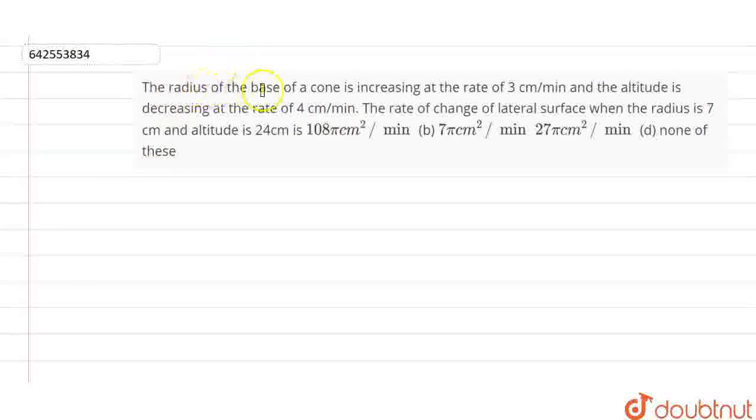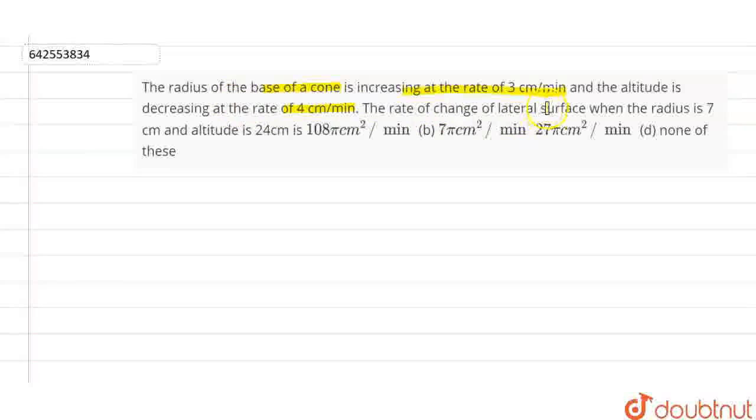Okay, so the question we have is: the radius of the base of a cone is increasing at the rate of 3 centimeter per minute. Basically, its positive value is increasing, and the altitude is decreasing at the rate of 4 centimeter per minute. So we have a negative value for this because the altitude is decreasing.